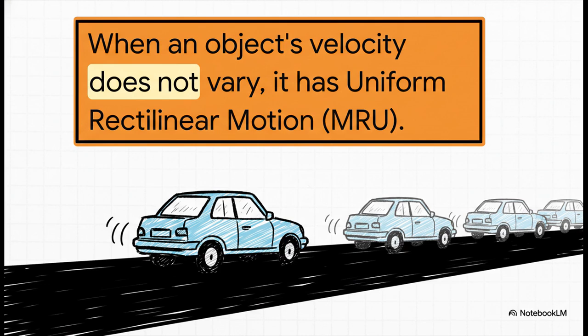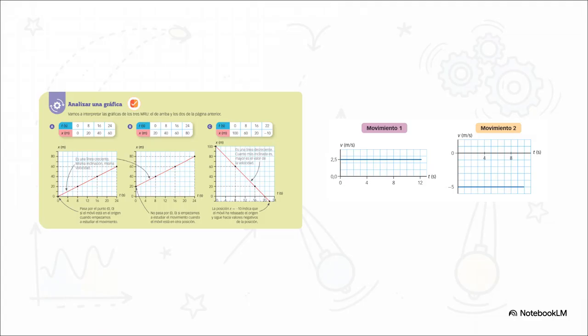Now, in a perfect world, which physics sometimes likes to pretend we're in, things might just move at a perfectly steady speed in a perfectly straight line. When that happens, it gets a fancy name, uniform rectilinear motion, or MRU for short. Just picture a car on cruise control on a dead straight highway. That's MRU. And we can see this super clearly with graphs. On the left, if you plot position versus time, you get this nice, straight, sloped line. It just means you're covering the same amount of ground in every second that passes. And the graph on the right, velocity versus time, well, that's even easier. It's just a flat, boring, horizontal line because the velocity isn't changing one bit.